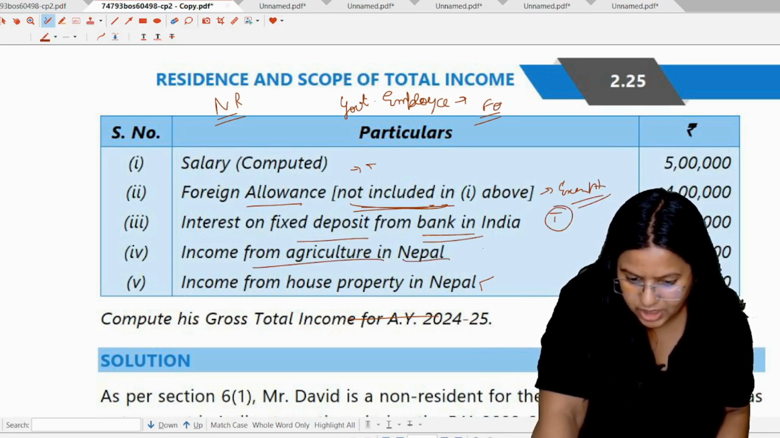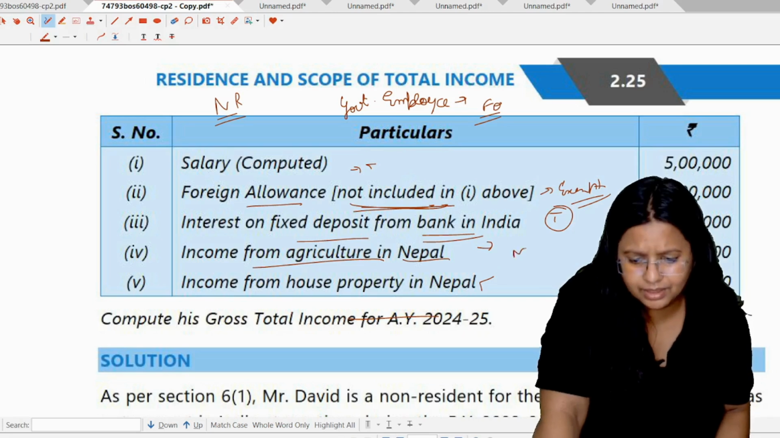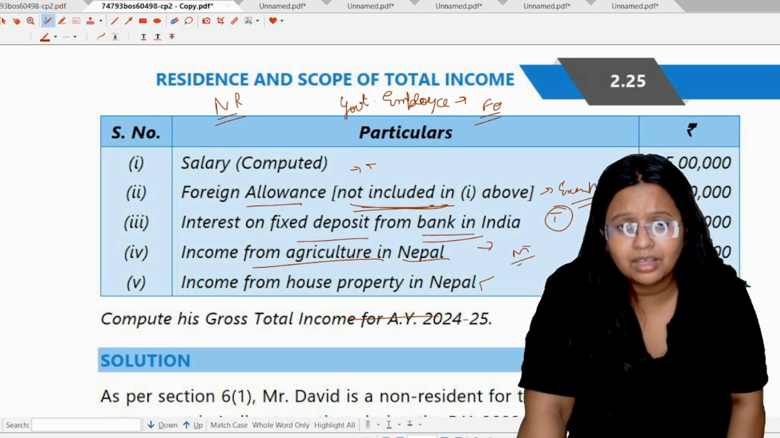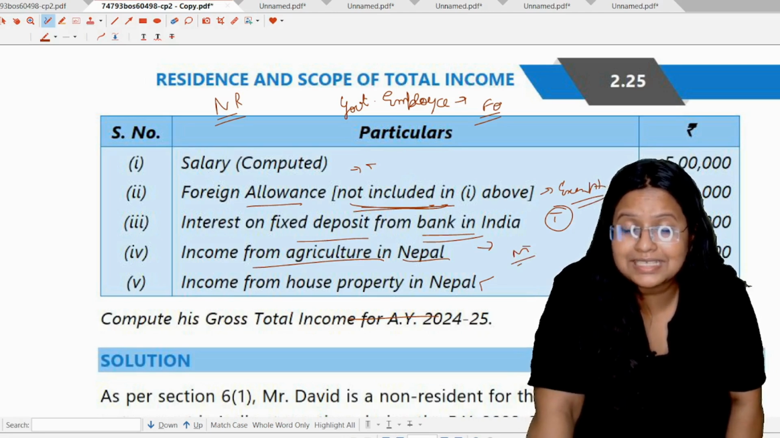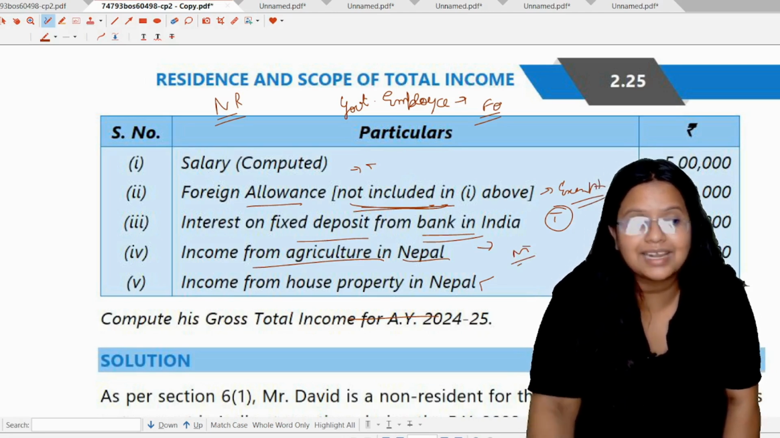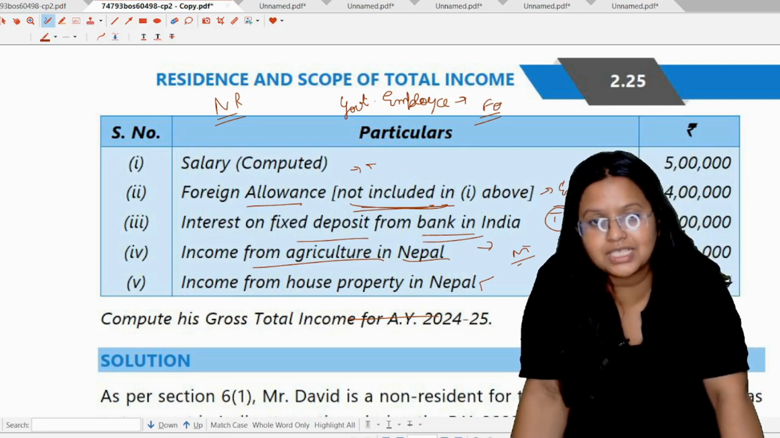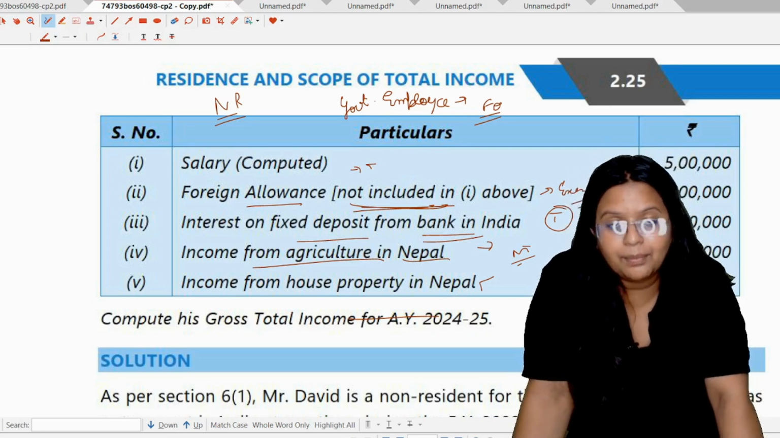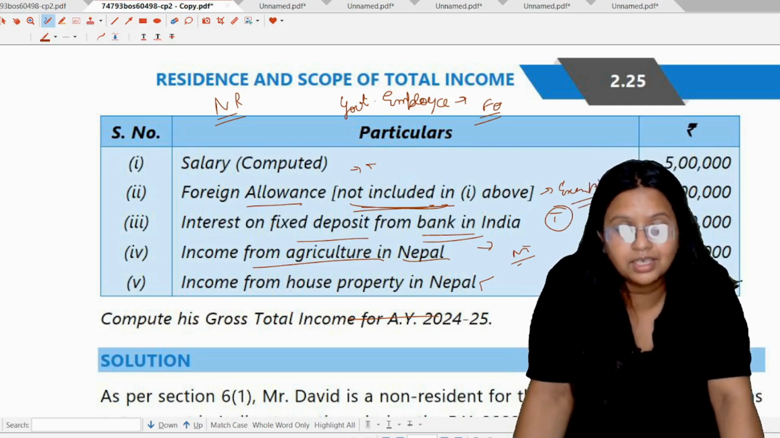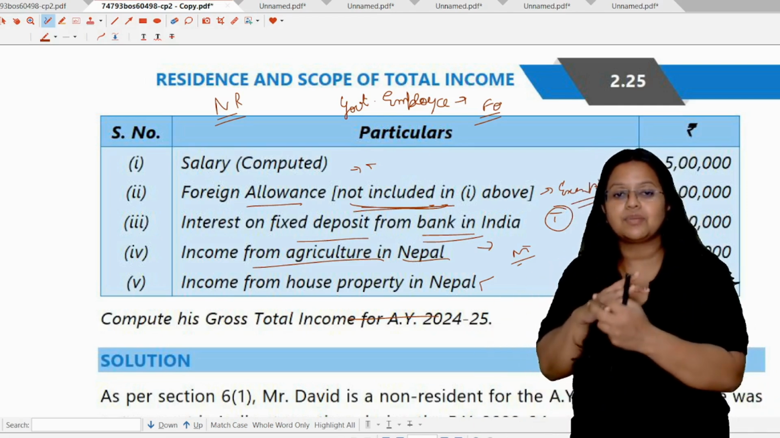Income from agriculture in Nepal, not taxable. It is not exempted. The exemption point would come if that income were derived from India, that is, agricultural income in India. So that was exempted. But it is agricultural income in Nepal and the person is a non-resident. So only the 4 incomes will be taxable for that person.